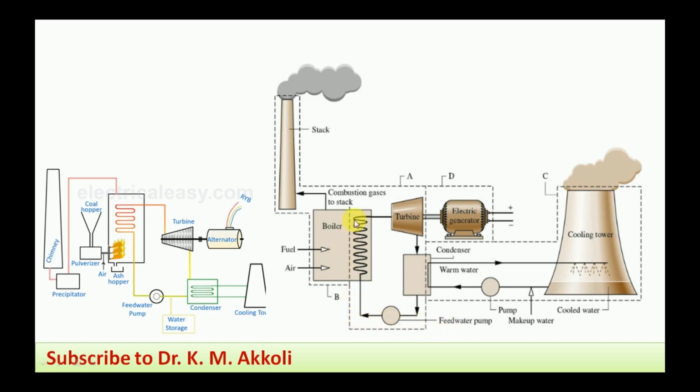This is about the steam cycle, the first one. The steam power plant consists of three circuits. One is the steam circuit, another one is the flue gas circuit, and the third one is the condenser water circuit.